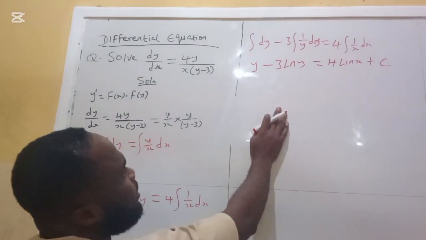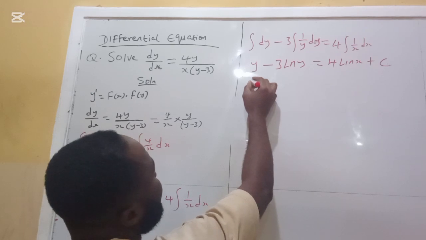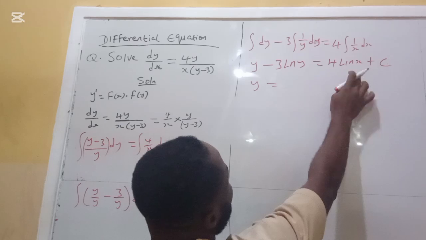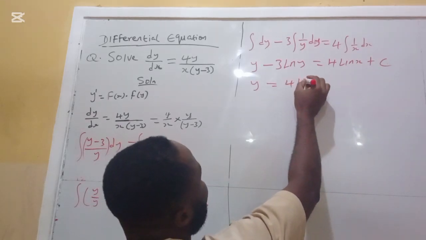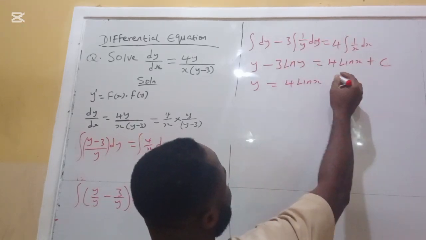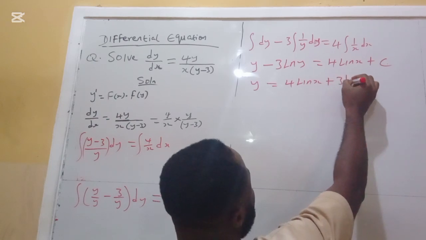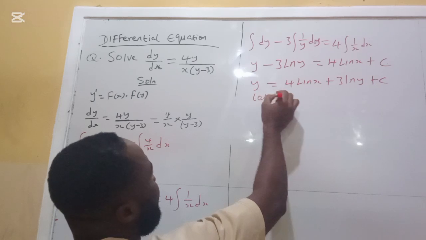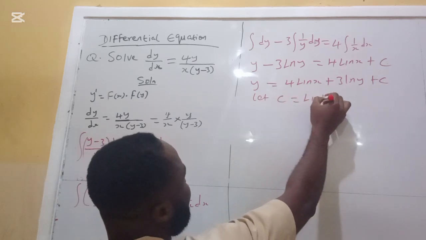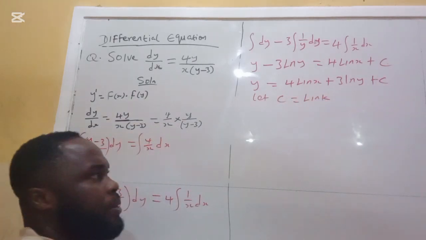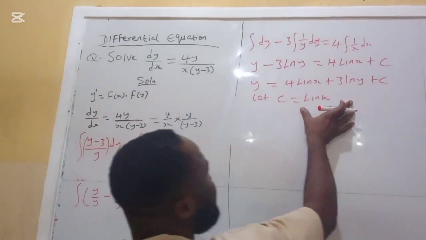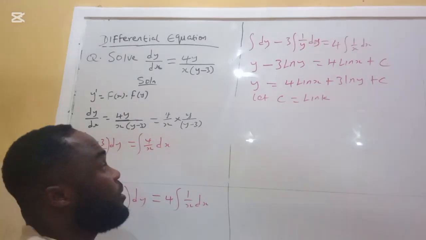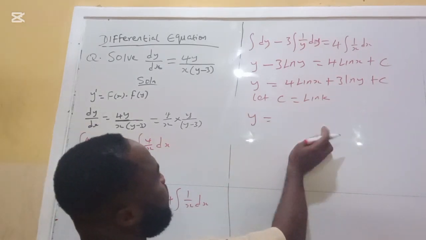Now, from here, let's put this one to the other side. We're going to have y equals 4 ln x, then this becomes plus 3 ln y, plus C. Now let our C become ln k, because we want to transform this in terms of ln, so we can couple this together. So when we do that, we have y equals.